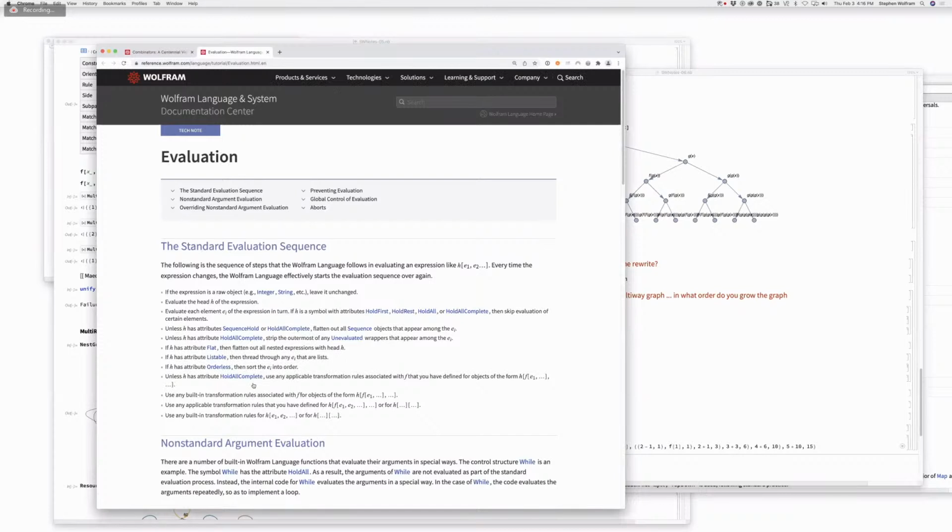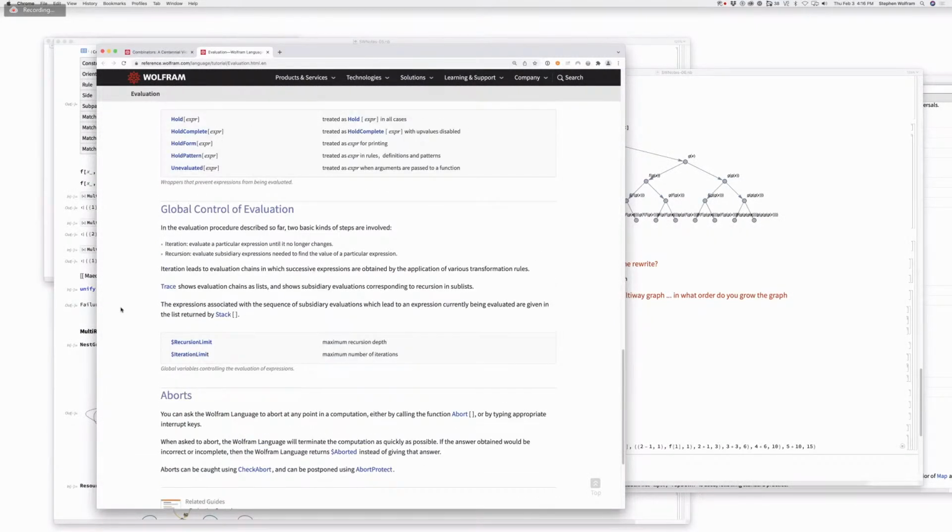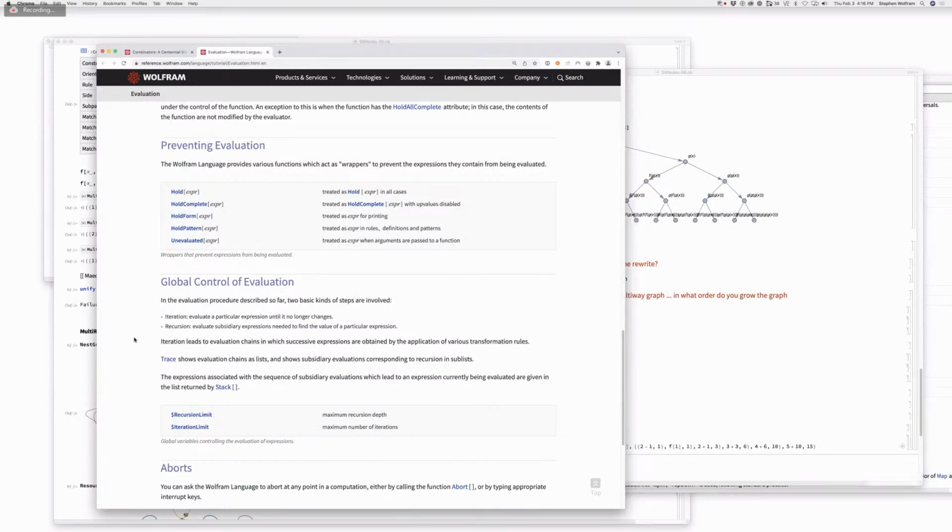Okay, let's look at the... So go to the very end of this page. The which? Go to the end of this page. Yes, here, global control of evaluation. I think I wrote this in like 1987. Right. So tree traversal order is like a third point to this, I think.